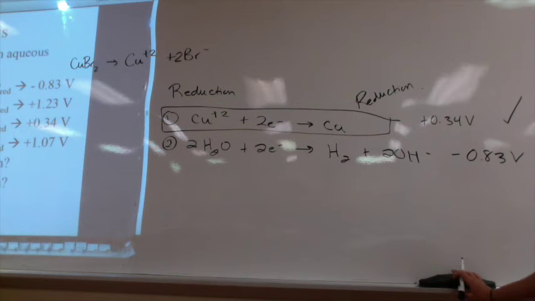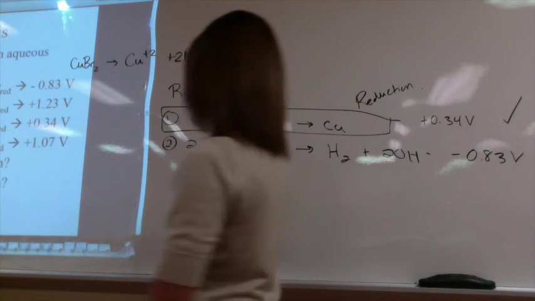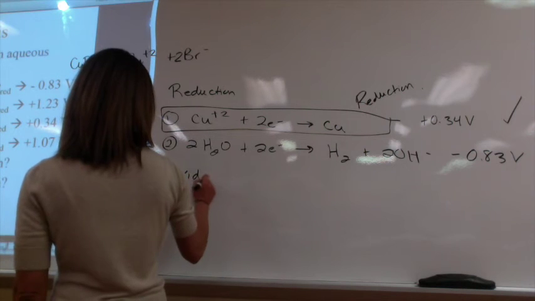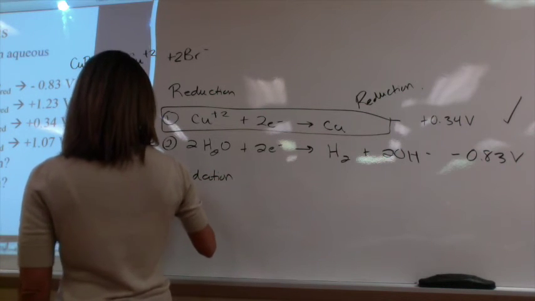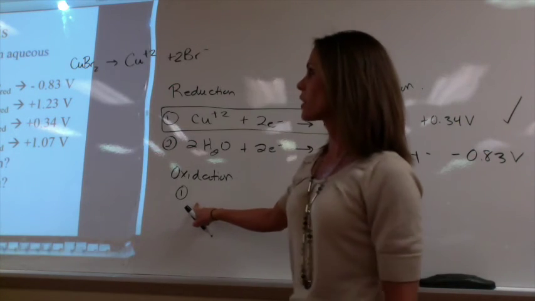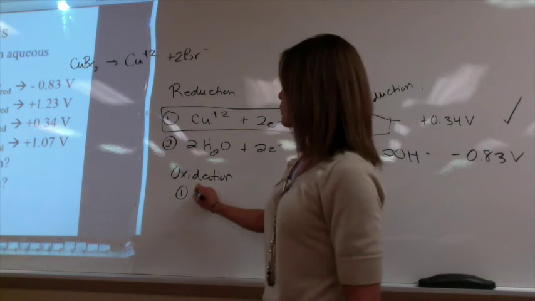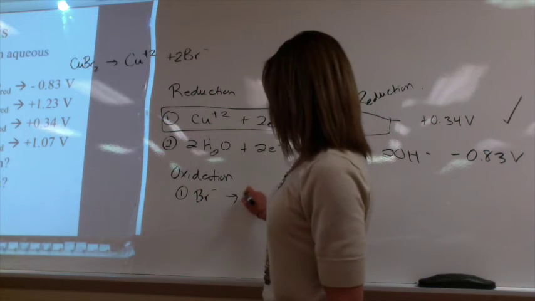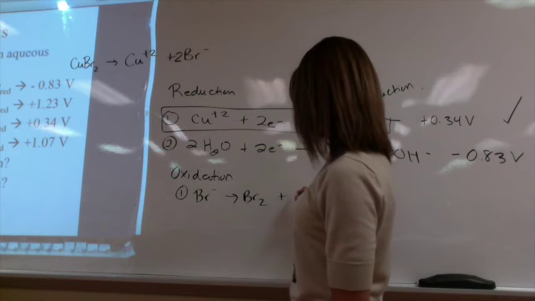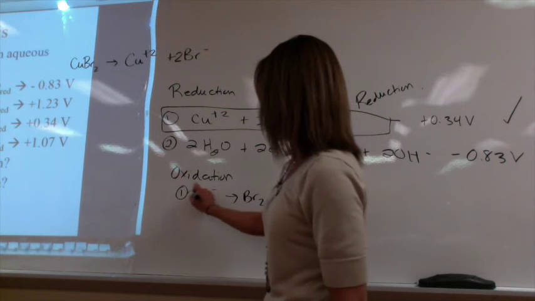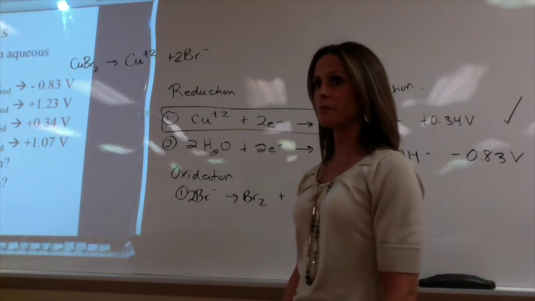Okay? All right, so the next part says, what is the oxidation half reaction? So I'm going to do the same thing. Part 1. I'm going to write down my two choices. I have bromide going to Br2 plus 2 electrons in order for me to balance that, right?